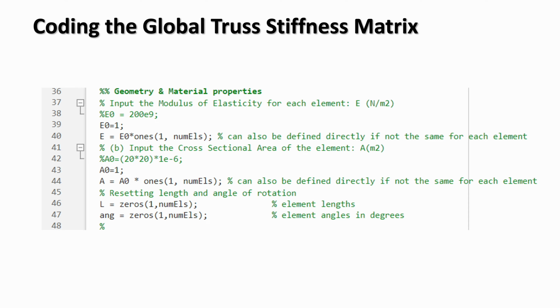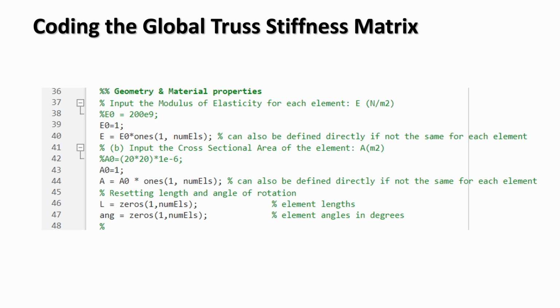Next, we define the cross-sectional area. Again, I've chosen a value of 1 just so that we can check the results that we get from this coding with the results that we solved by hand. But you should calculate this based on the dimensions of the bar. For example, you can see here hidden as a comment, a 20 by 20 square cross-section bar.